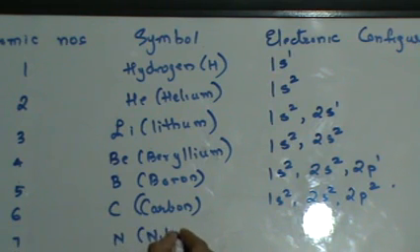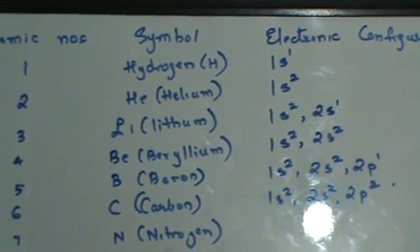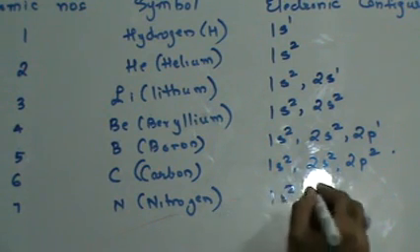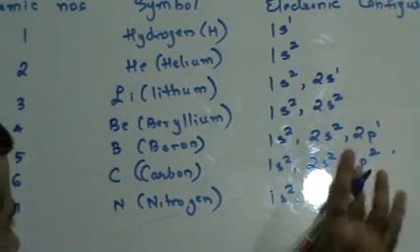nitrogen. Right? Nitrogen. Guys, please try writing for nitrogen. Try this on your own. 7 electrons. See the previous one and try writing it on your own. How will you do this? This will be 1s2, 2s2, 2p3.